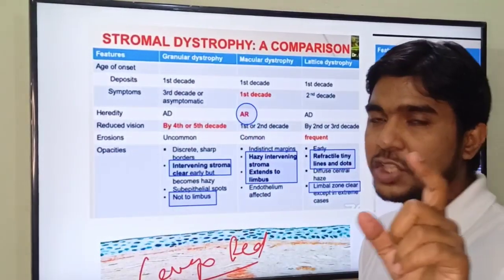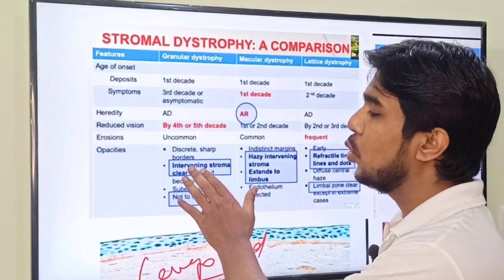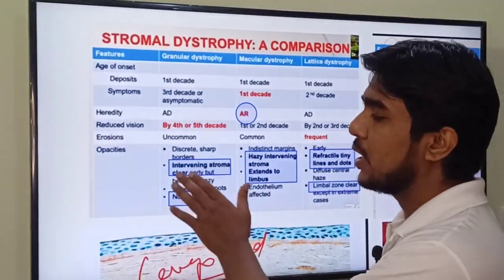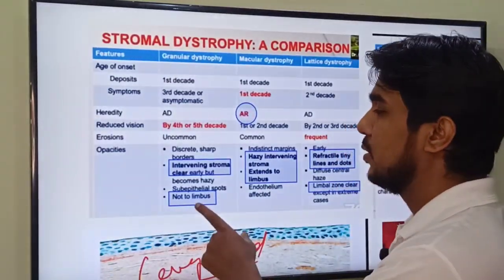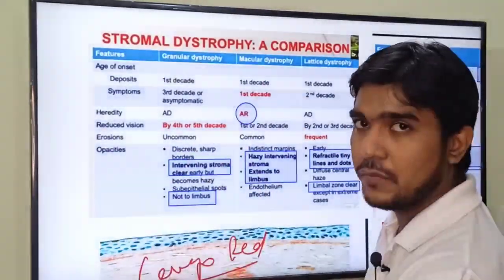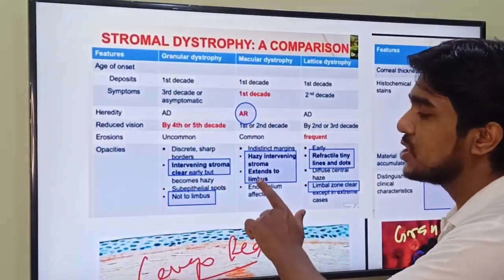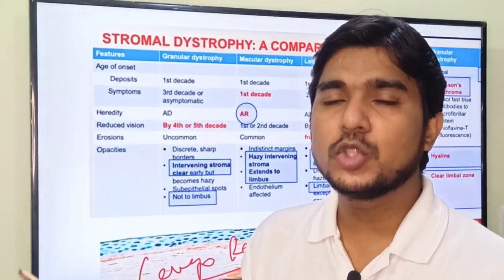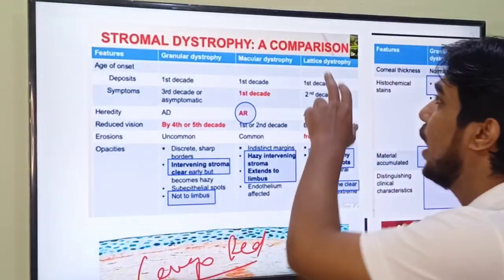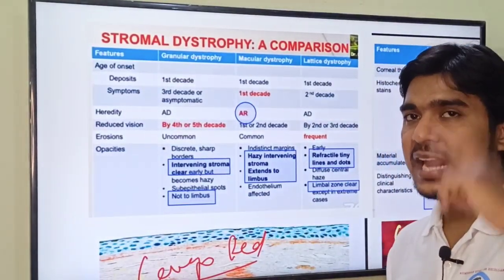I have shown you the picture of granular dystrophy in the question, right? There is clear intervening stroma, and it was not extending to the limbus. So the answer to the question was granular dystrophy. In macular dystrophy, the opacities extend to the limbus and the intervening stroma is hazy. And in lattice dystrophy, there are refractile lattice lines.